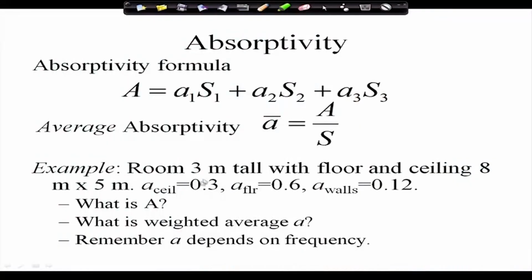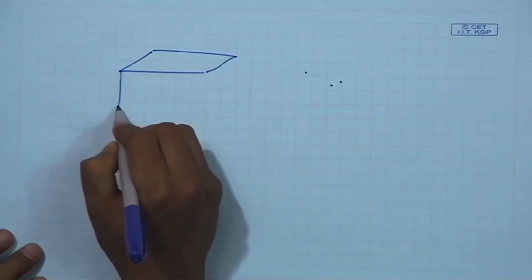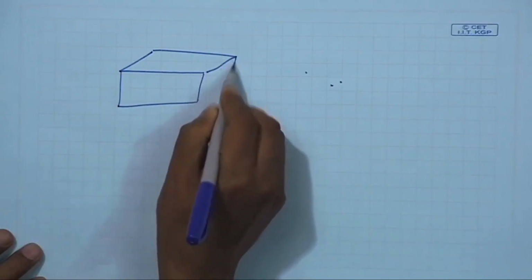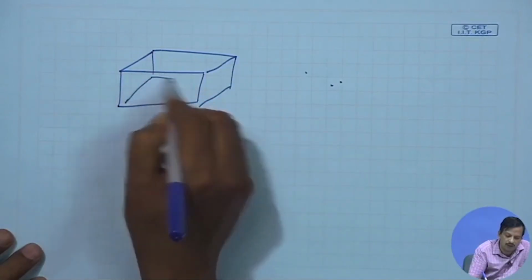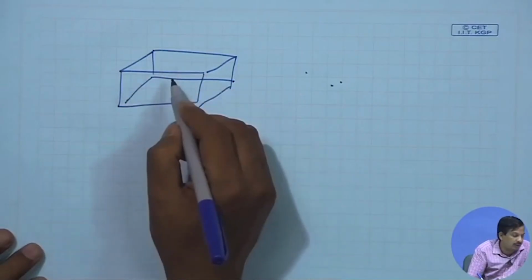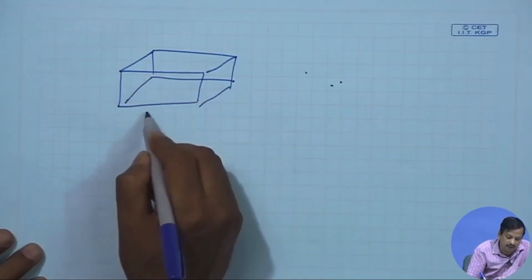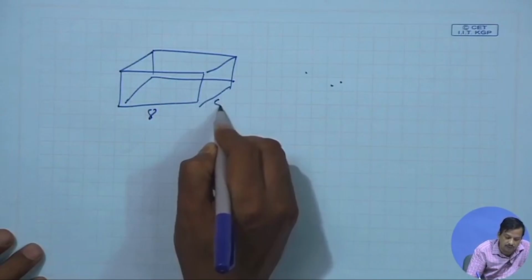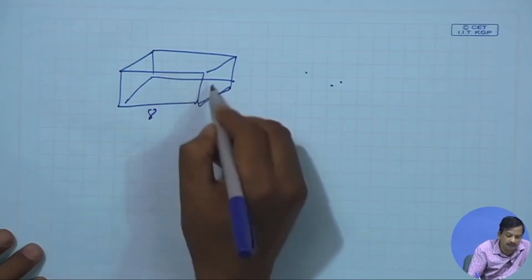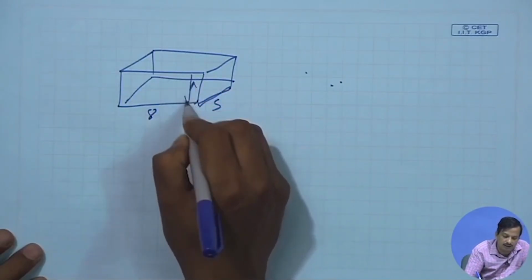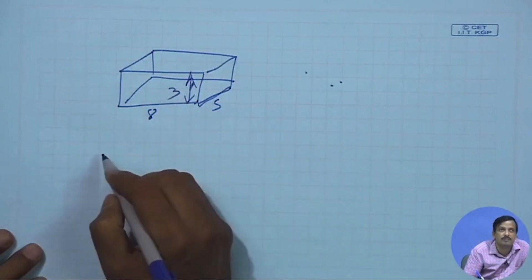A room is 3 meter tall with floor and ceiling of 8 meter by 5 meter. So, I have a room 8 by 5, that means the length is 8, the width is 5 and the height is 3 meter.